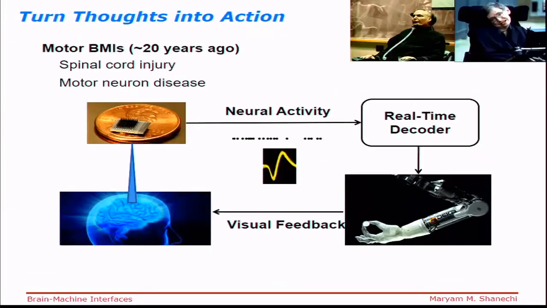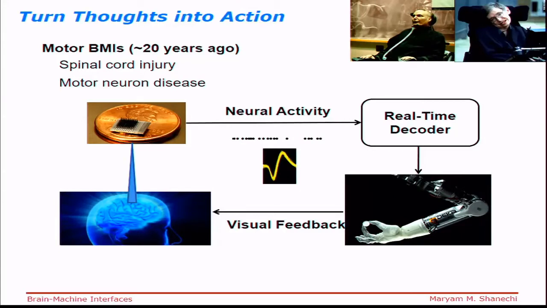To understand what a brain-machine interface does, let's go back to the first instances of brain-machine interfaces that started to be developed about 20 years ago. These brain-machine interfaces were developed to turn thoughts into action with the goal of restoring movement in paralyzed patients. So in a lot of neurological injuries and diseases, the patient still retains the ability to plan and think about movement. But the problem is they can't communicate that to their muscles.